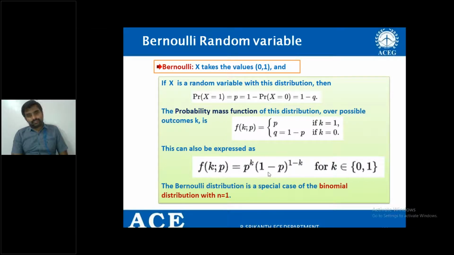Or in the standard form, I can also write like this: p power k into 1 minus p power 1 minus k, and the k may be 0 or 1. Only two possibilities, 0 or 1. The density function will be p power k into 1 minus p power 1 minus k. In fact, it is a special case of the binomial distribution, which we are going to discuss in the next slide, right? So the binomial distribution with n equal to 1 can be considered as the Bernoulli distribution.